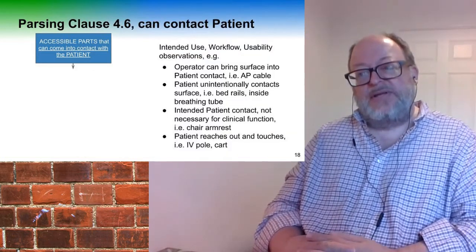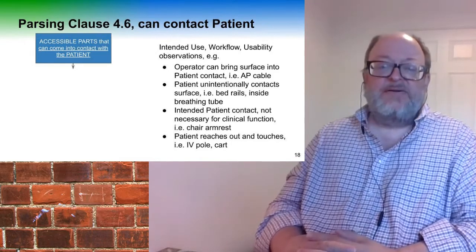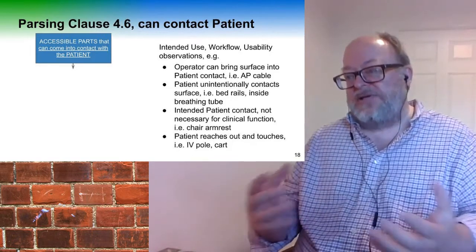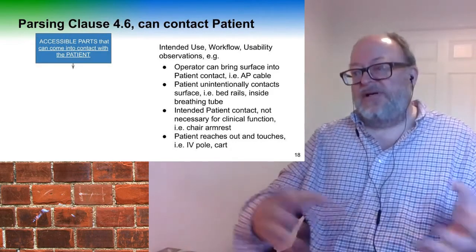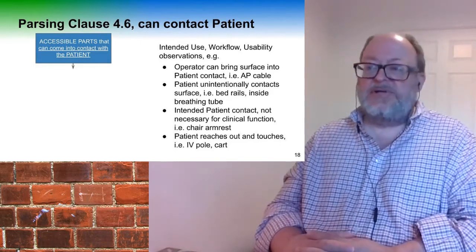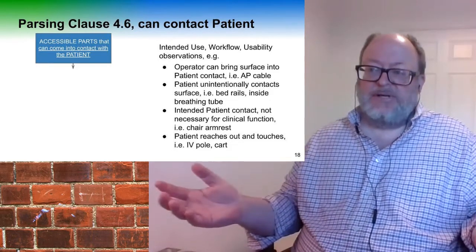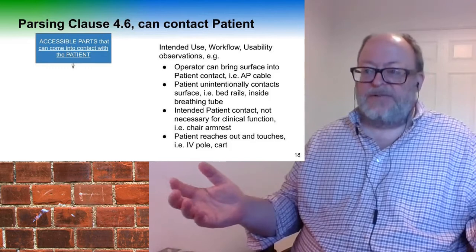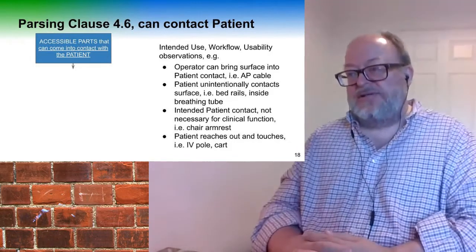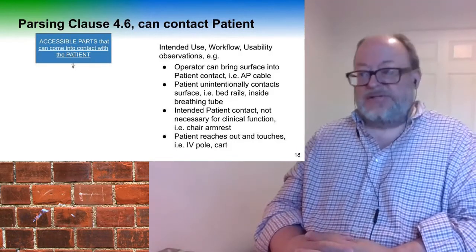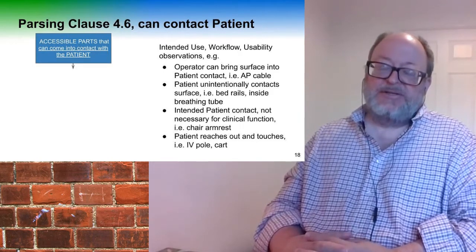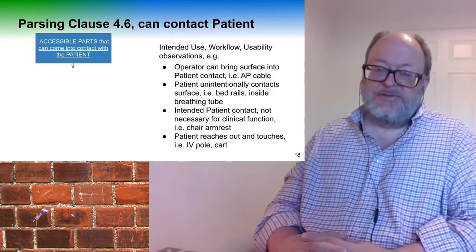So if we parse out the text that's in that clause, it says accessible parts that can come in contact with the patient. Now these would be direct patient contact. So the cabling on an applied part could brush against patients. So the operator, in effect, is bringing it in contact with the patient. The patient might bring themselves into contact. They may touch a handle or a footstep, or even within a gantry, touch the inner bore of the gantry, etc., etc. With a bed, you wouldn't have to necessarily be conscious. Certainly, an active patient can reach out and touch all sorts of surfaces.